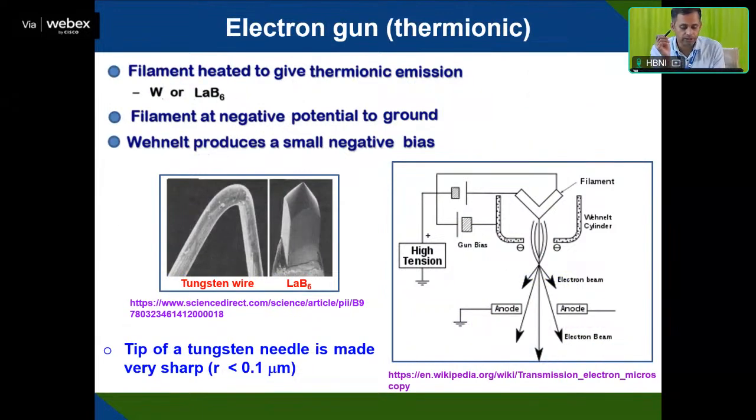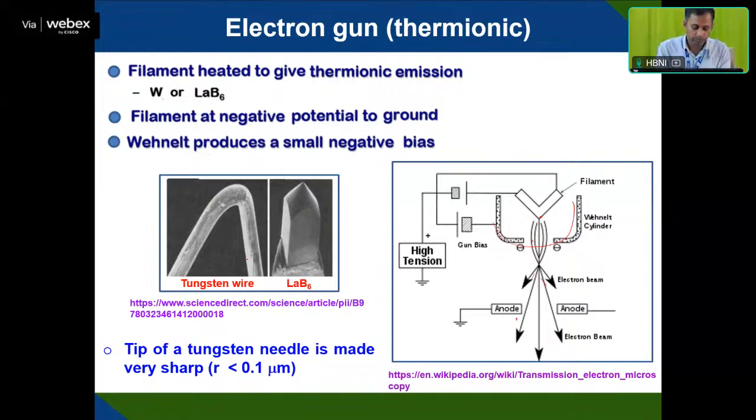So if you see the electron gun, it is mostly tungsten and LaB6, as I told. The filament has a high negative potential, and the Wehnelt cylinder produces a small negative bias. You can see here you have an anode, and the electron beam will be produced from this Wehnelt cylinder here, and then that electron beam through various magnetic lenses will come to the sample surface.